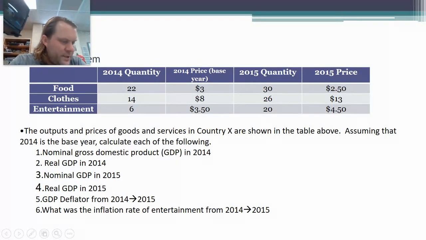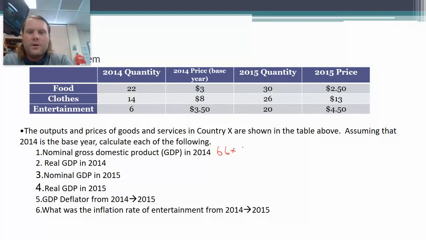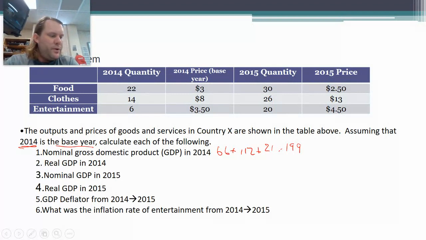Hopefully you're practicing these. Our nominal GDP, I'm just going to show you the numbers I get. I get 66 plus 112 plus 21. That equals 199. All right. Now, for the base year, 2014, our real and nominal GDP are going to stay the same. Okay, kind of helps us out there, so it gives us a little bit less work to do.